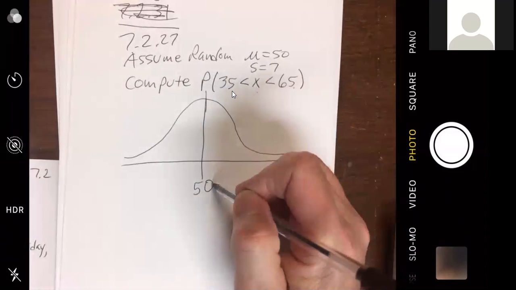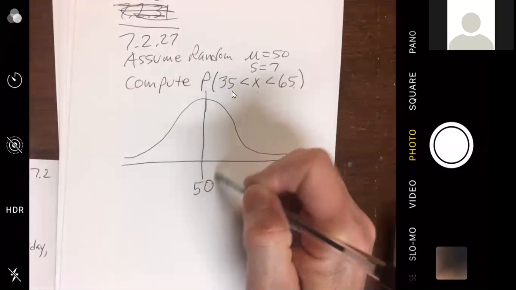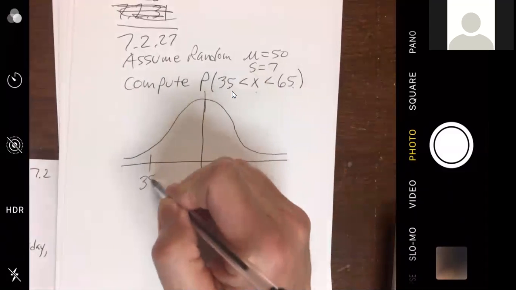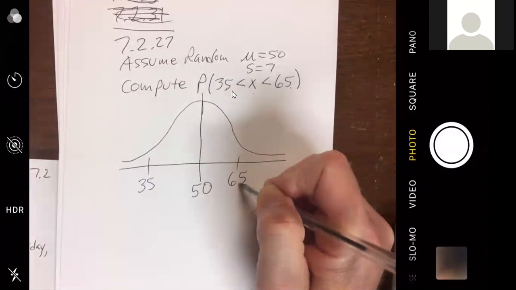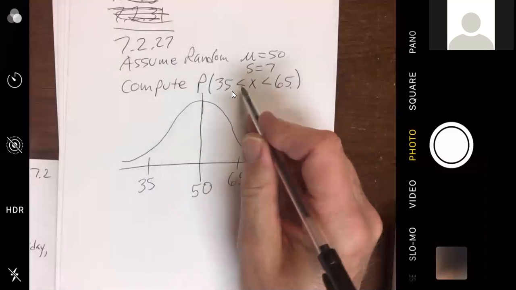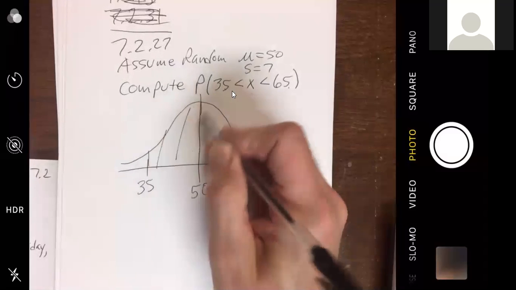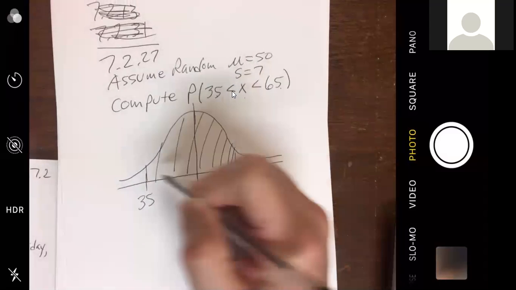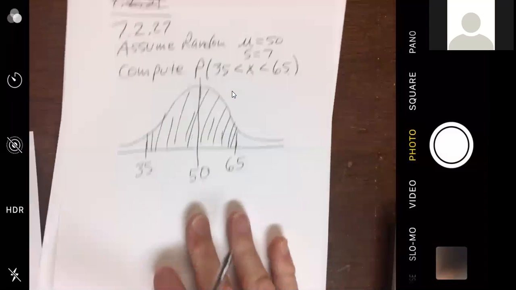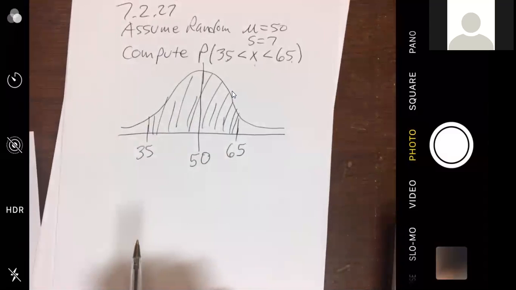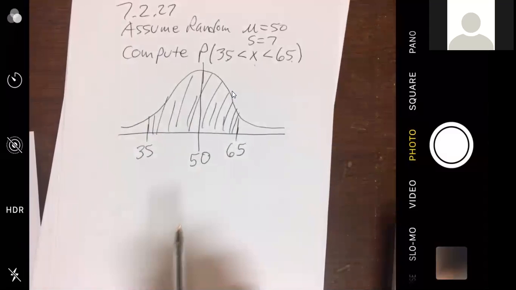This mean always goes in the center. 35 is lower and 65 is higher. And your X is basically in between them. So if they've got a diagram that looks roughly like this, that's what you should pick. If you can pick out the diagram that looks like this, that's the answer.